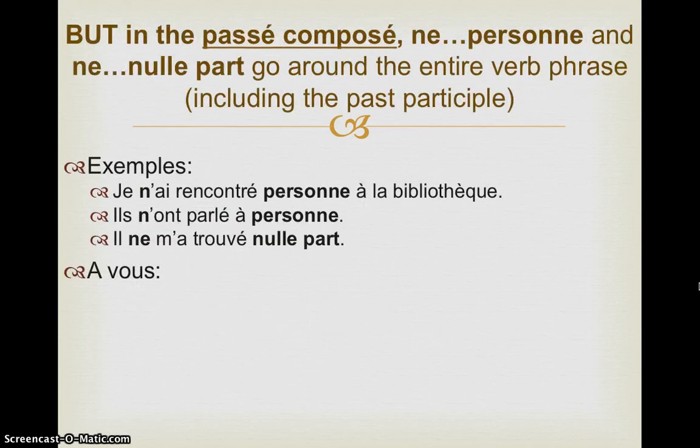All right, but again, ne personne and nulle part are a little bit different. In the passé composé, it goes around the entire verb phrase. So the ne comes before the avoir, the être, and the personne comes after the past participle. So take a second to look at these examples.